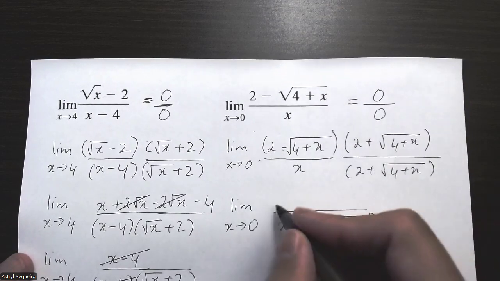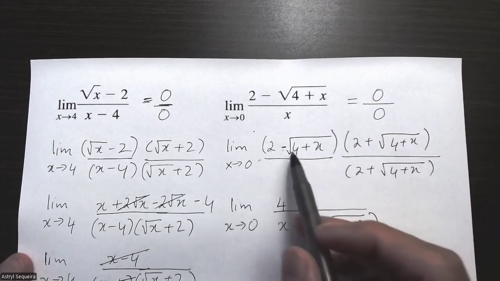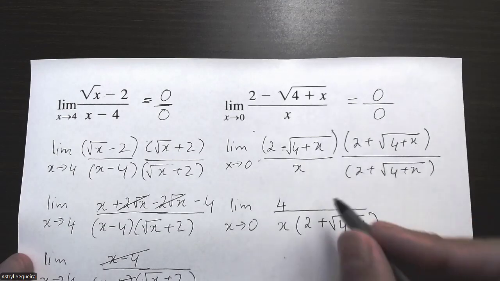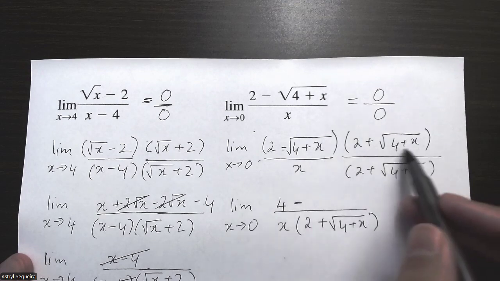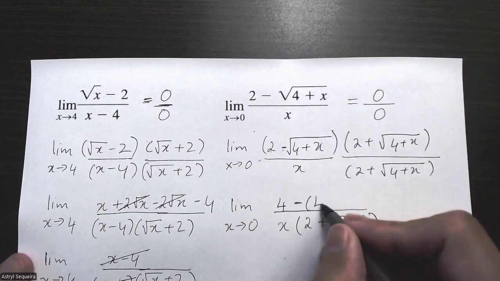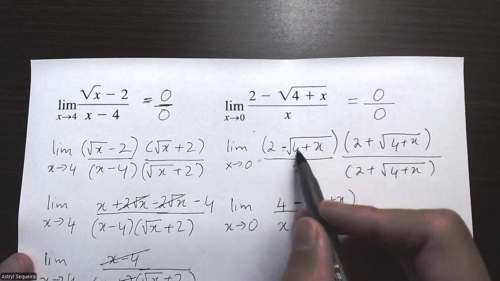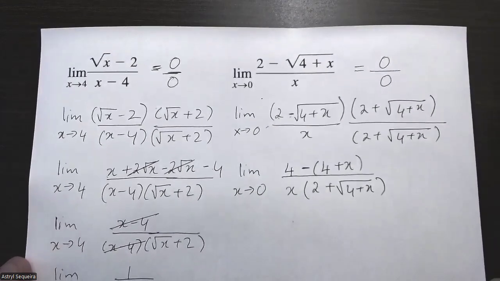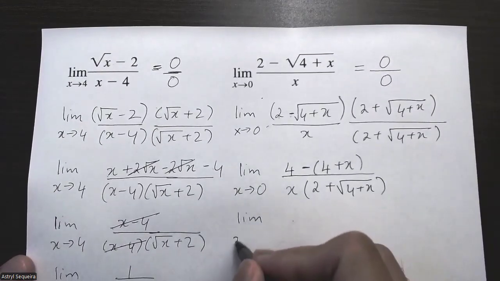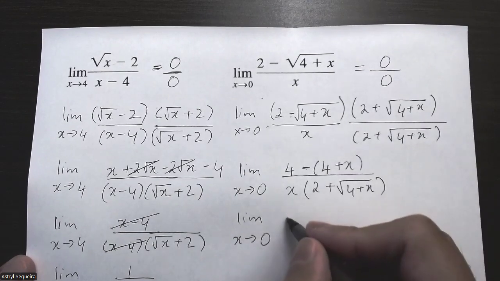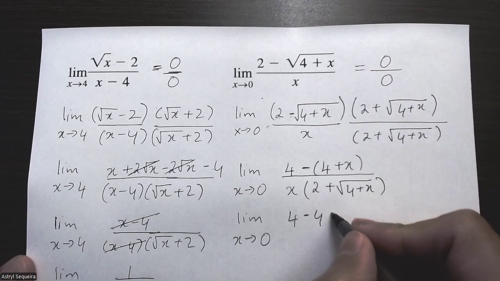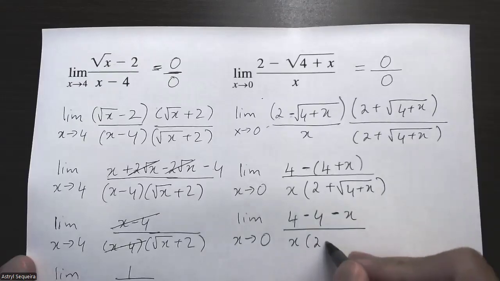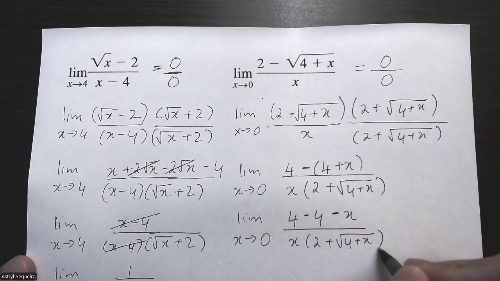So 2 times 2 is 4. The two middle terms will cancel each other out, so I'm not even going to write that. Negative times positive is negative, and root of 4 plus x times root of 4 plus x is just 4 plus x, but make sure you put a bracket here because there are multiple terms in the square root, or you will end up with the wrong solution. So then you just want to distribute this negative into the bracket. So we have 4 minus x. Bottom is x, 2 plus root 4 plus x.